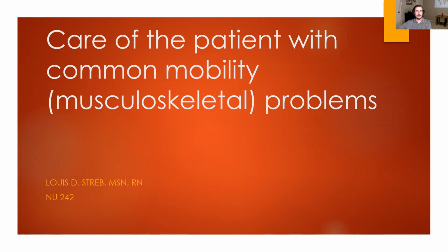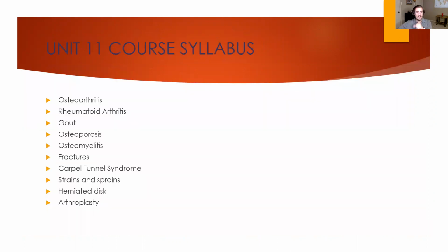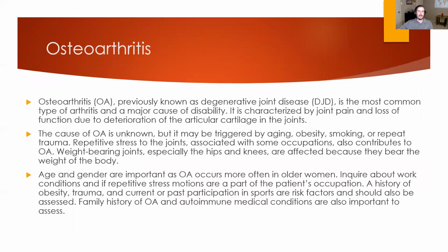This is care of the patient with common mobility or musculoskeletal issues. This is a shorter unit for sure. It usually is in Unit 11 because we only have a couple of days to get all this information out, but it still will be on your exam, so I would be remiss for not covering things like arthritis, gout, osteoporosis, fractures, strains and sprains, herniated disc, things like that. So, kind of just moving right into it.